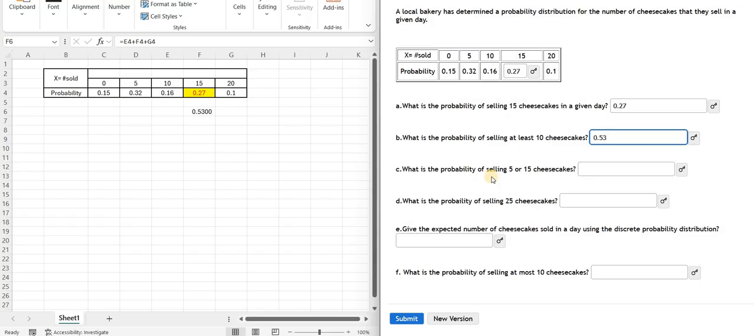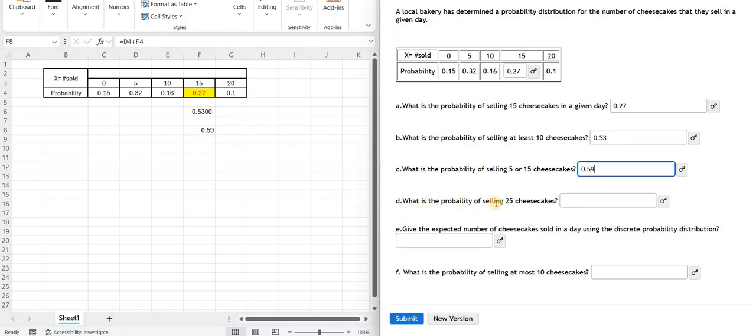What is the probability of selling 5 or 15? 5 or 15, that is the probability of 5 plus the probability of 15. So the probability of 5 is 0.32 plus the probability of 15 is 0.27, and the answer is 0.59.